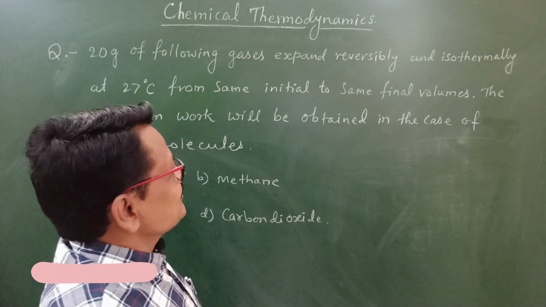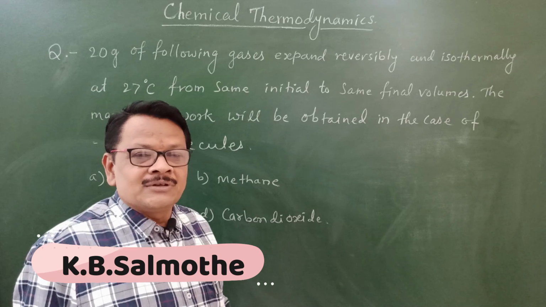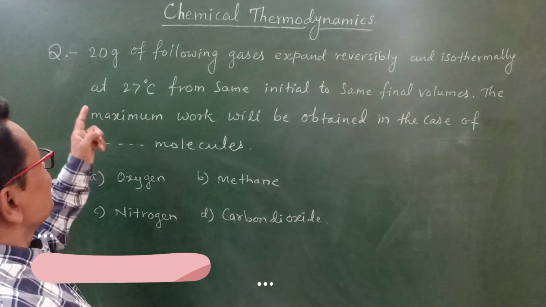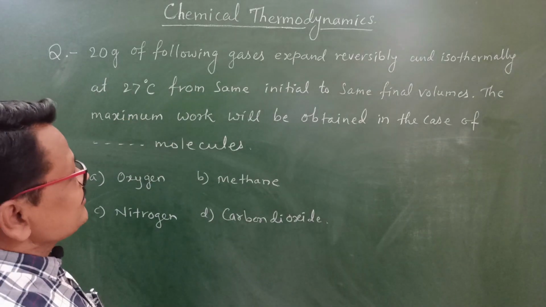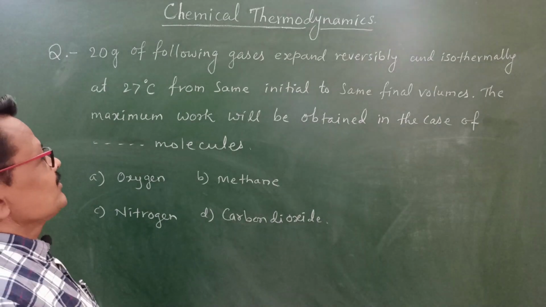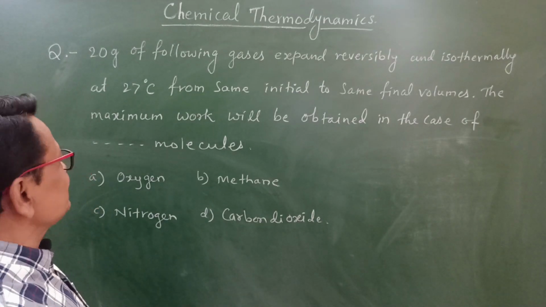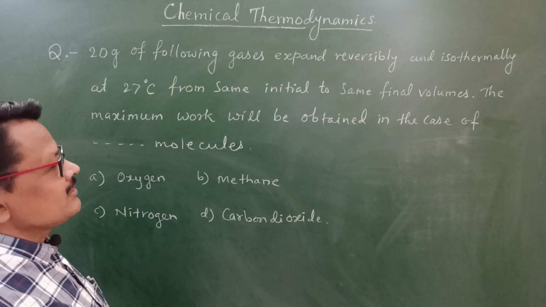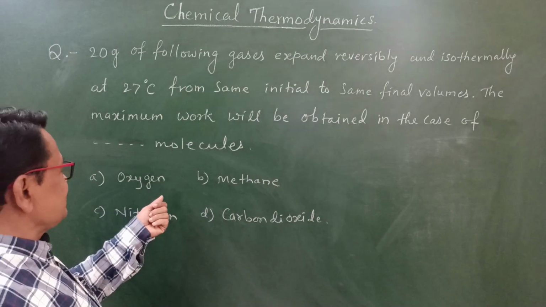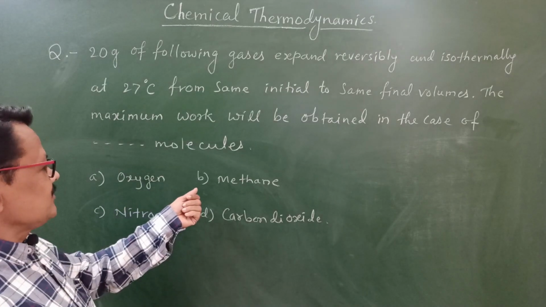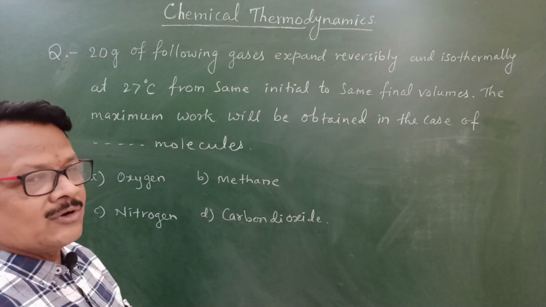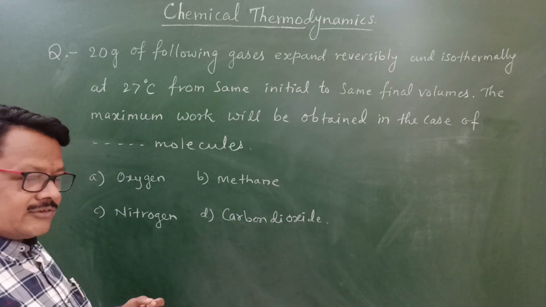In the previous video, I had given one question regarding the NEET, so that is on the board. 20 gram of the following gases expand reversibly and isothermally at 27 degrees Celsius from the same initial to the same final volumes. The maximum work will be obtained in the case of dash molecules. The options are A. Oxygen, B. Methane, C. Nitrogen, and D. Carbon dioxide. Its answer is very simple.